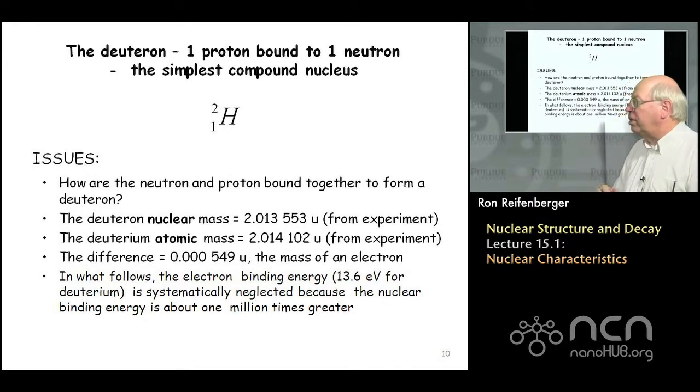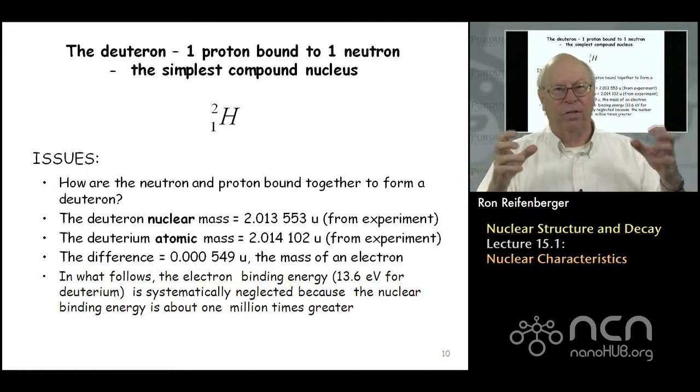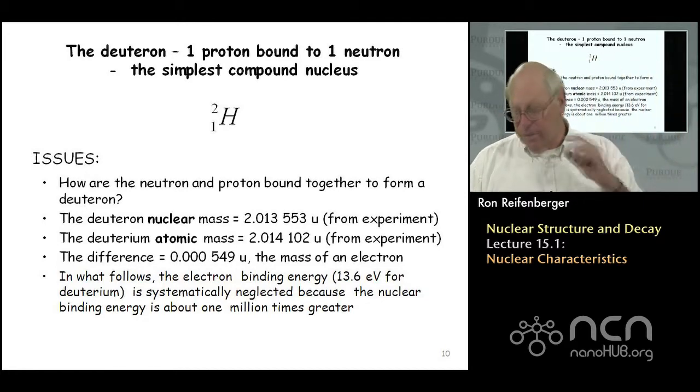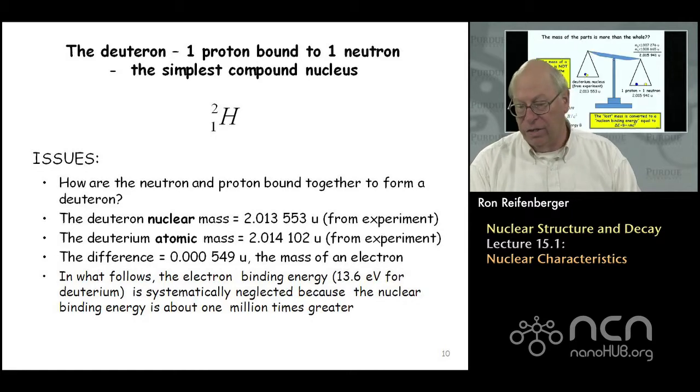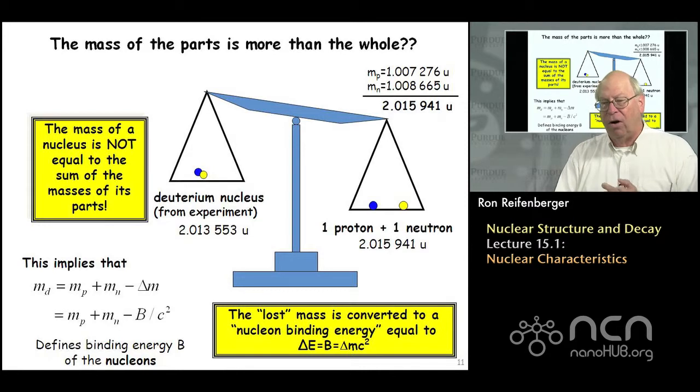So you can do a very simple calculation by comparing the deuteron nuclear mass to the mass of the proton plus the mass of the neutron, right? That's a really interesting calculation to think about. And it turns out the mass of the parts is more than the mass of the whole, right? So by that, what do I mean?